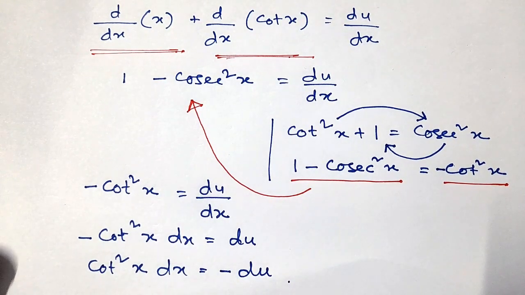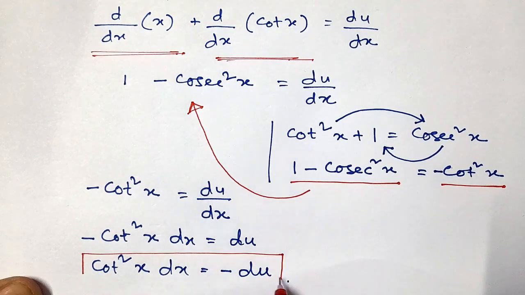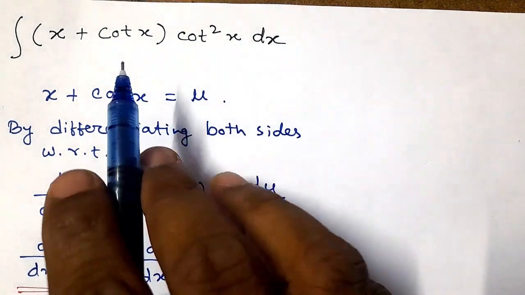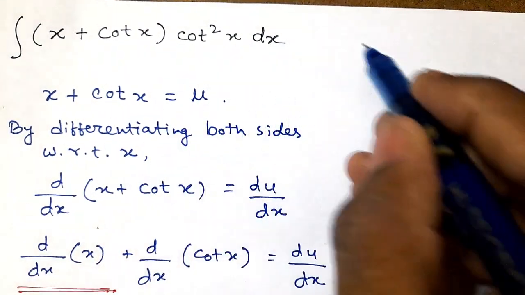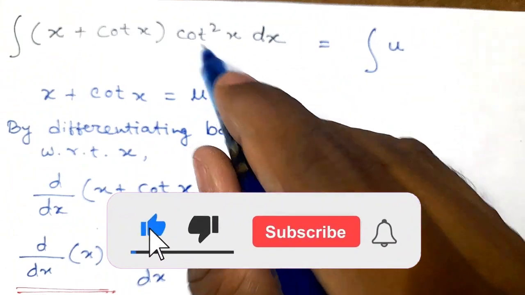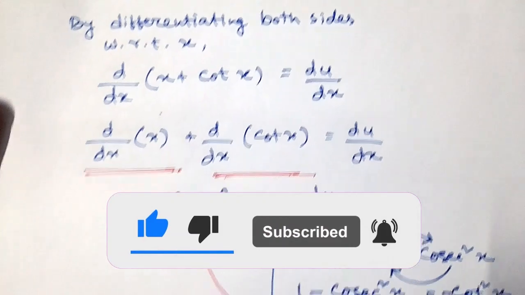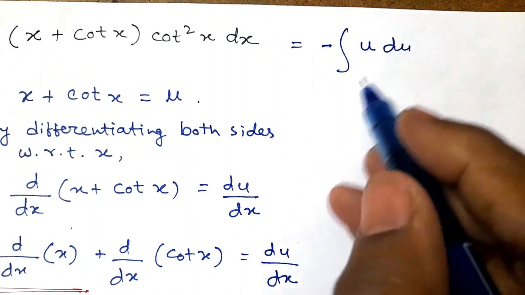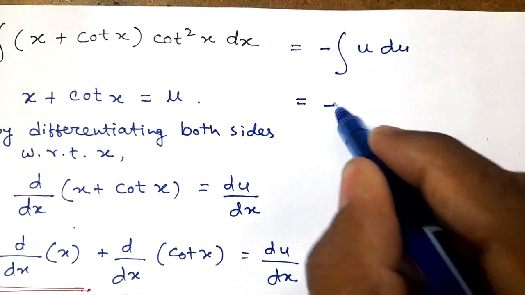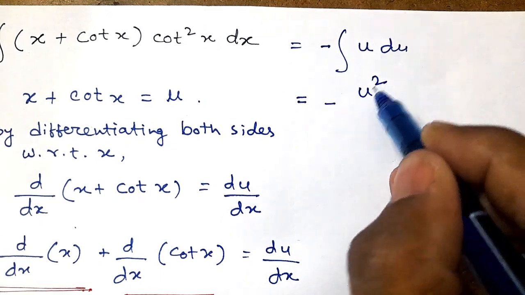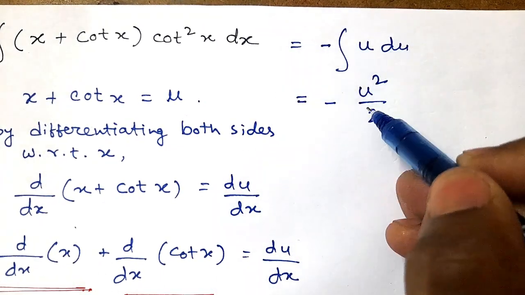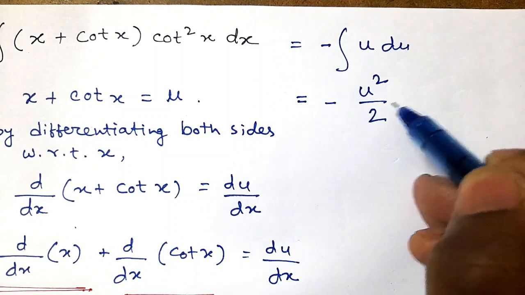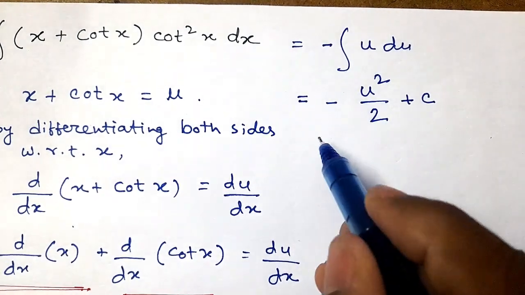Now what we will do, we will substitute this in the given expression. We have considered x plus cot x as u. So this will become u, and cot square x dx, that is minus du. This will be integral of u du and there will be a minus outside the integration. So this we can write as u square by 2 because the power is 1 here. After doing the integration it will be 1 plus 1, and at the denominator also it will be 1 plus 1, that is u square by 2 plus c, where c is a constant.